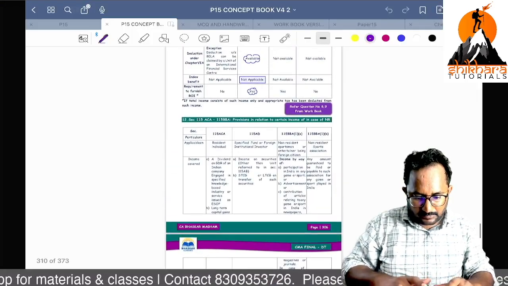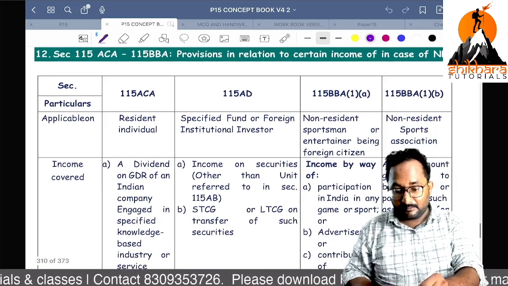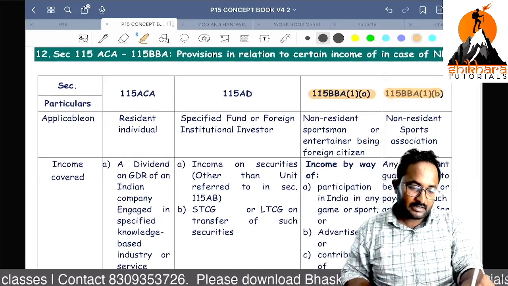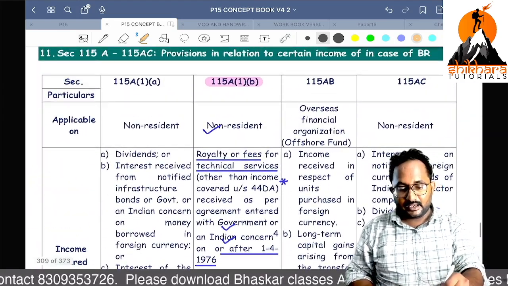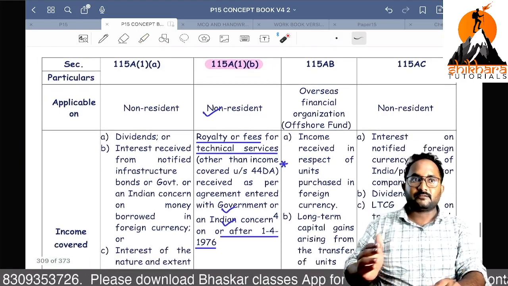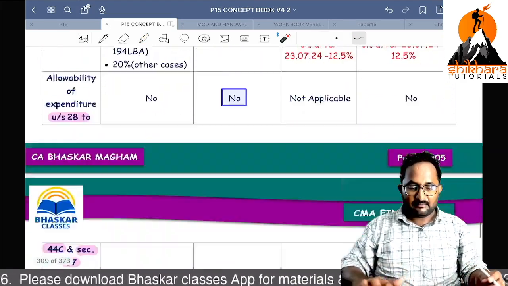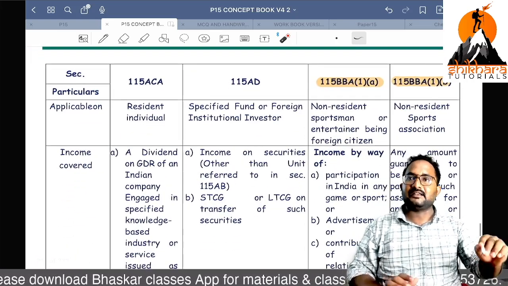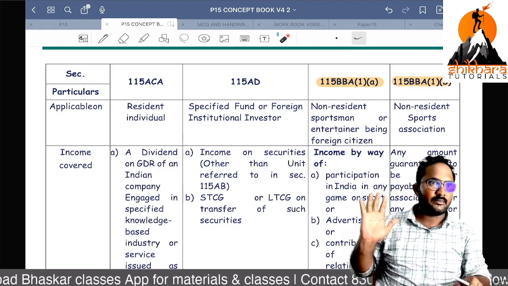Ma, all the provisions, maybe you can take as a risk: special tax rate, taxable income, but the last two you have to refer. So first, in this table I gave 115A subsection 1 clause B, with respect to royalty income or fees for technical services income, which we discussed. But in the next table I want to tell you the last two provisions. It is very important. Listen carefully. Within 10 minutes we can conclude, ma.